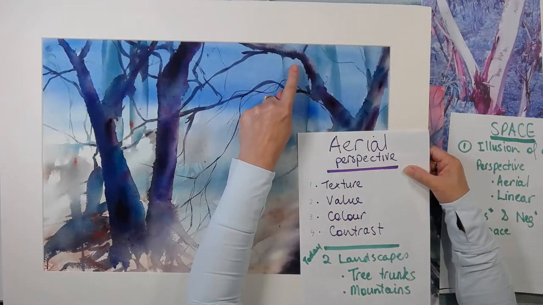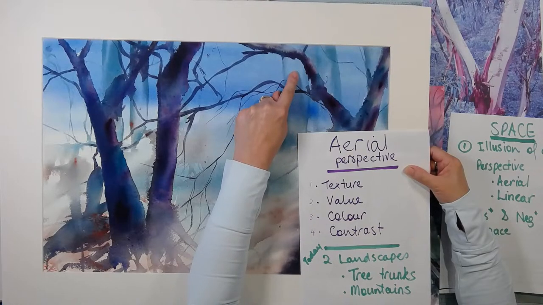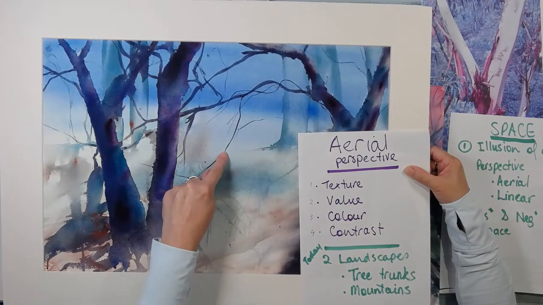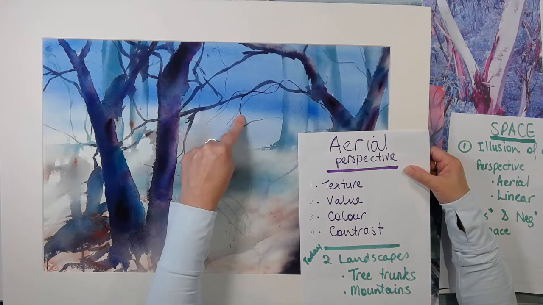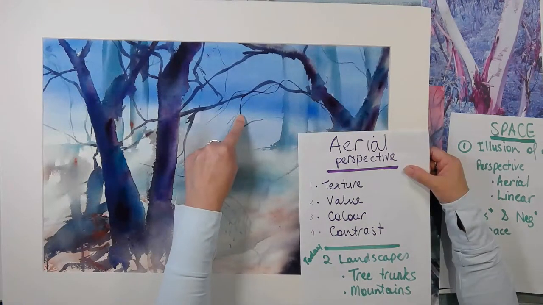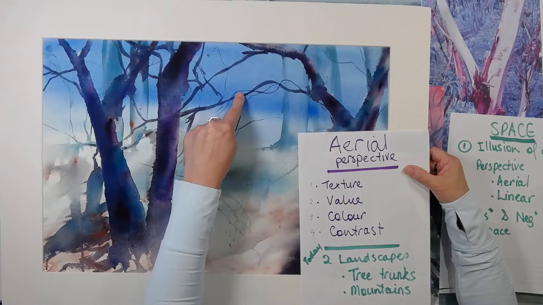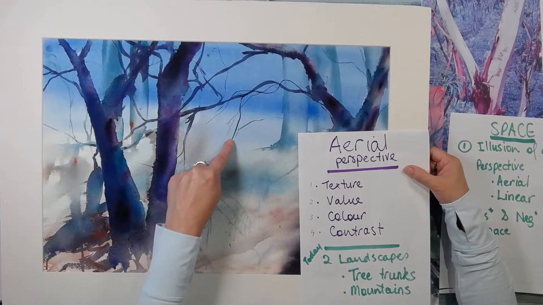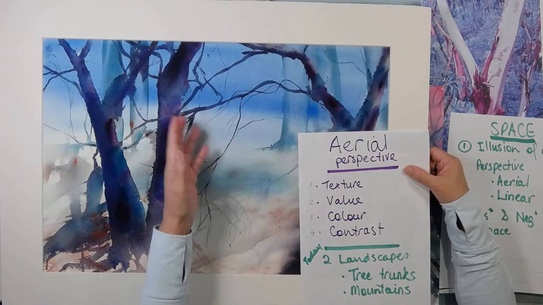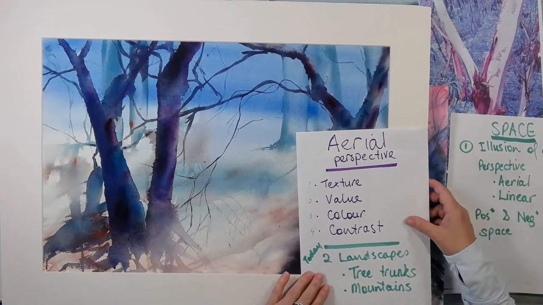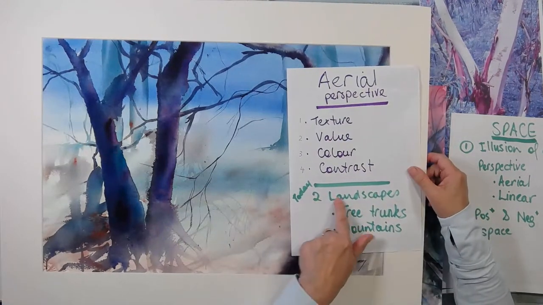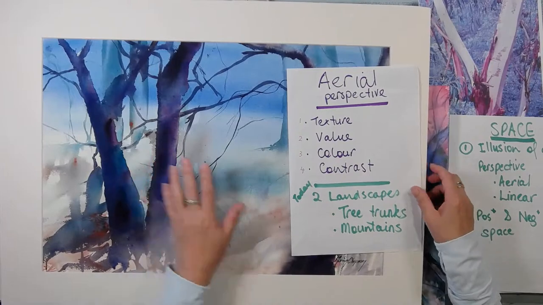So there's very little contrast between those two objects, but these sticks are dark, the lines are hard. That's the other thing that we're going to be talking about. These hard lines are for objects that are in the foreground and not in the background. So we'll be doing two landscapes, one with the tree trunks.